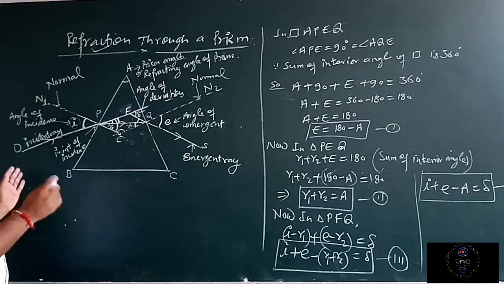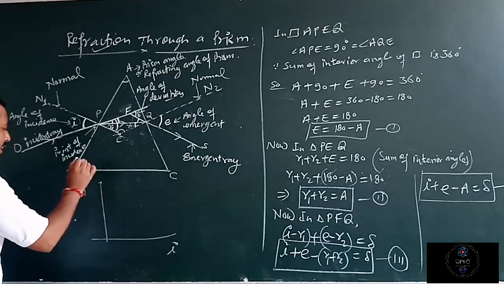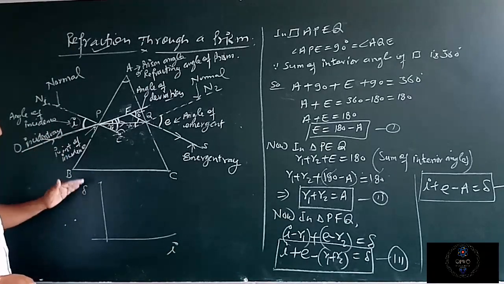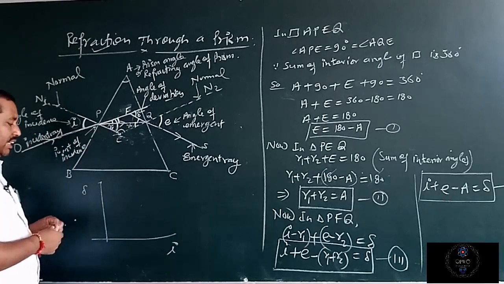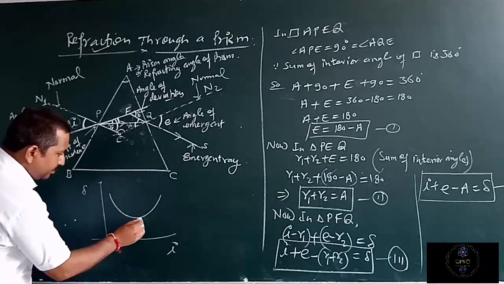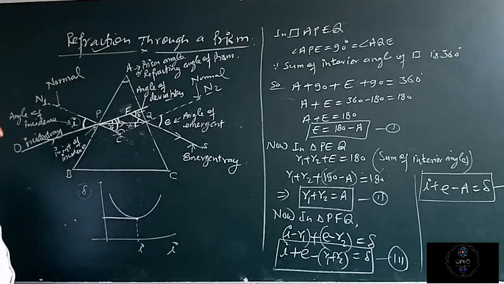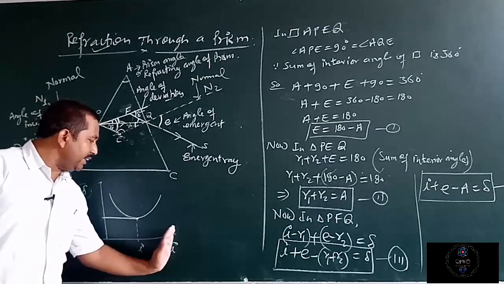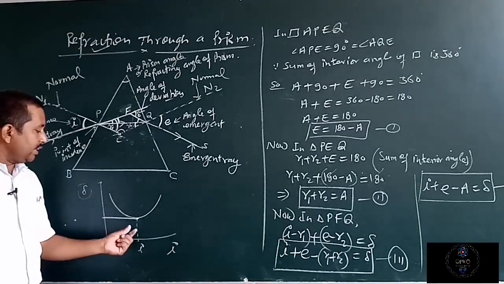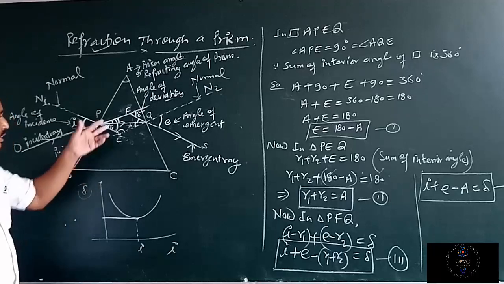So if we draw a graph between angle of incidence and angle of deviation, then we find that when we increase the value of I, we get a special graph like this. It means there is a special angle of incidence where the angle of deviation becomes minimum. If we increase the angle I, the value of delta is always larger than its minimum value, and if we decrease the value of I from that special value, delta is also greater than the minimum value.